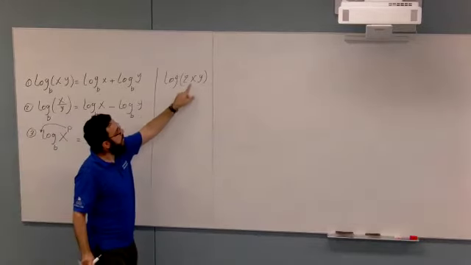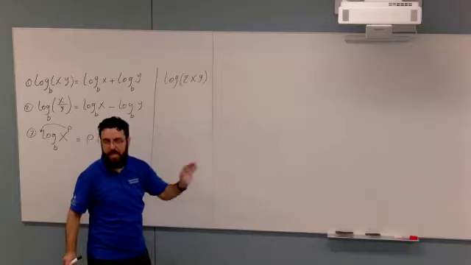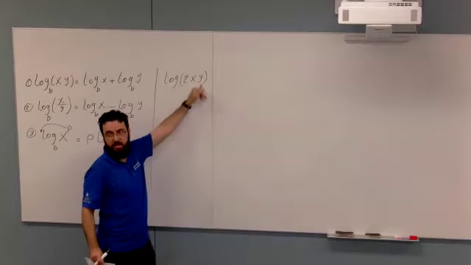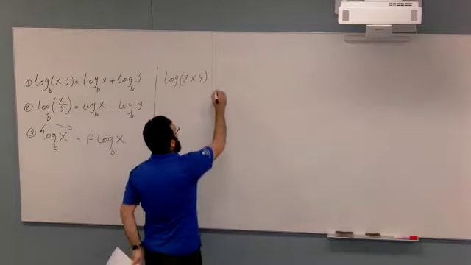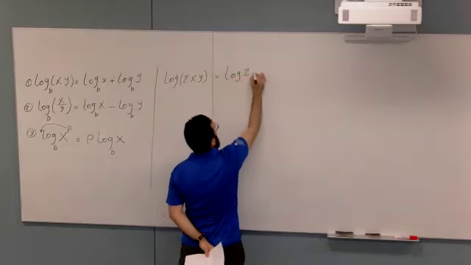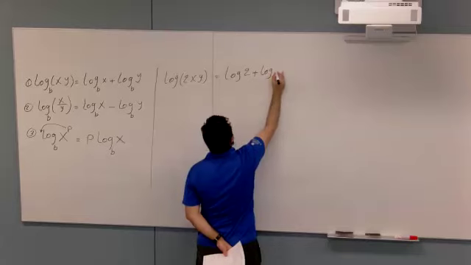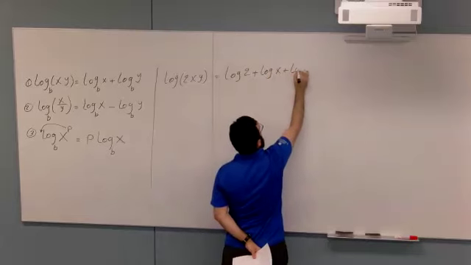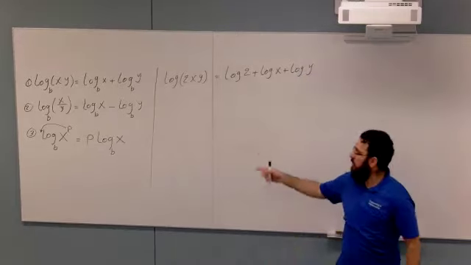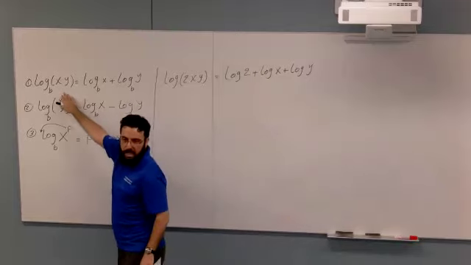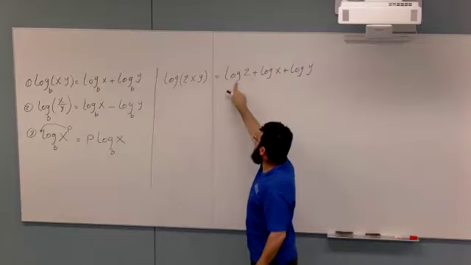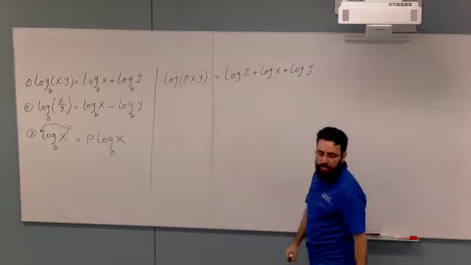Now, 2xy, what's the operation between 2 and x? Multiply. What's the operation between x and y? Multiply. That means I can write this down as log of 2 plus log of x plus log of y. That's it. I just use the same rule here. Every time I have multiplication, I'm gonna convert it to addition. But the base here is the same base, which is 10. Is that hard?